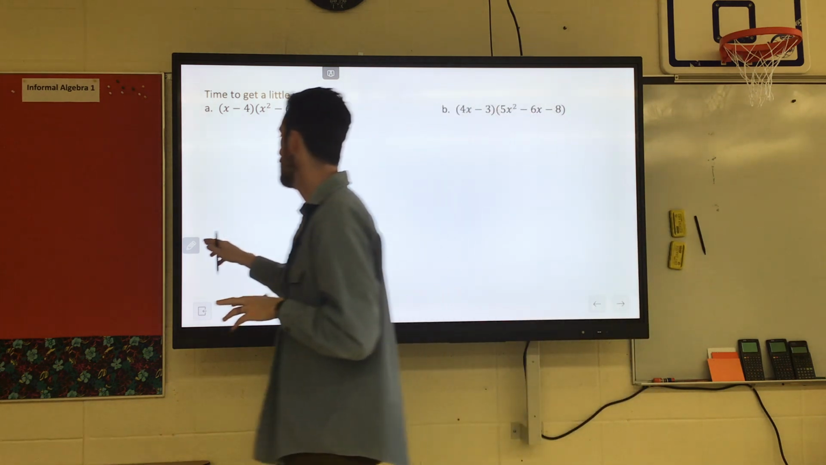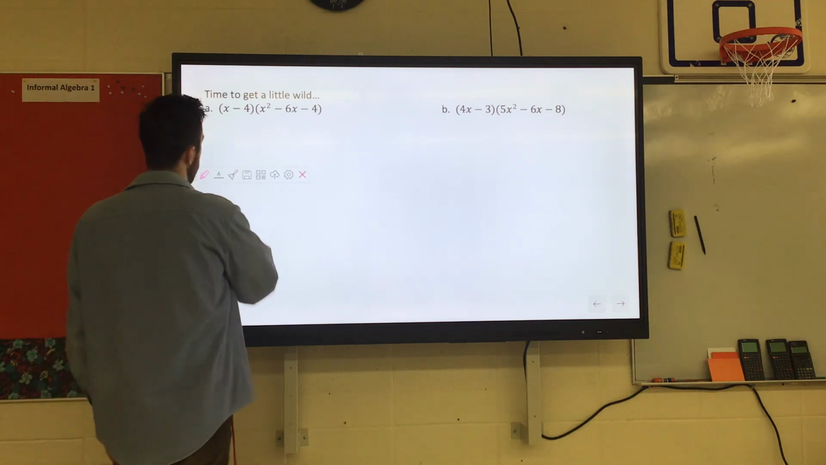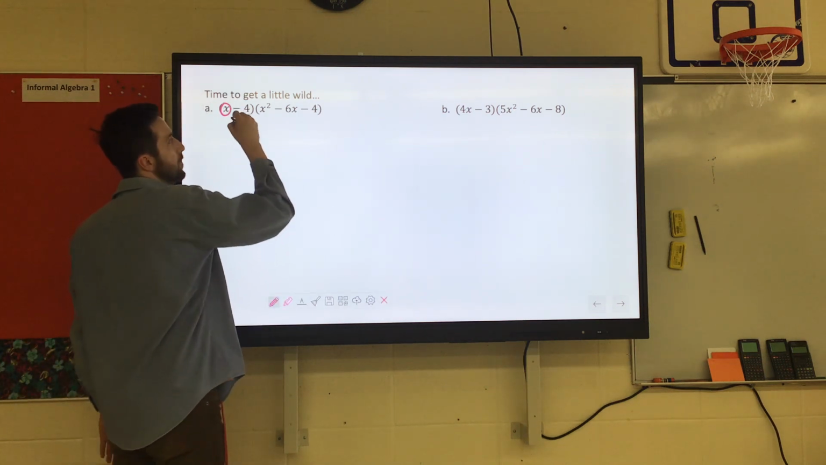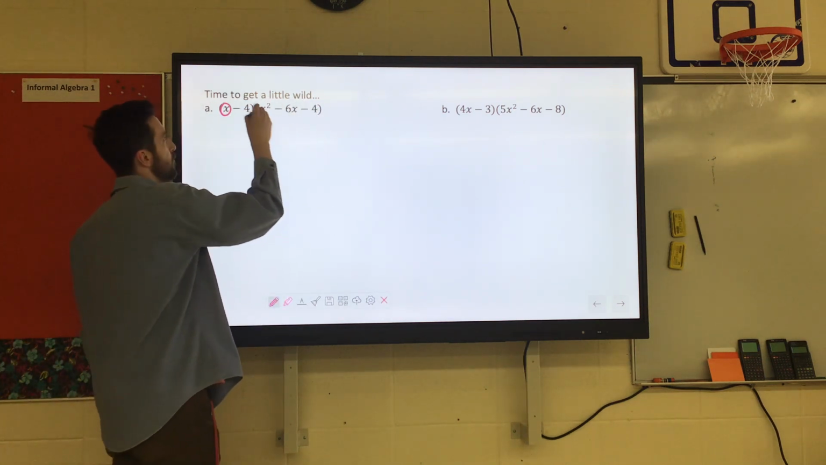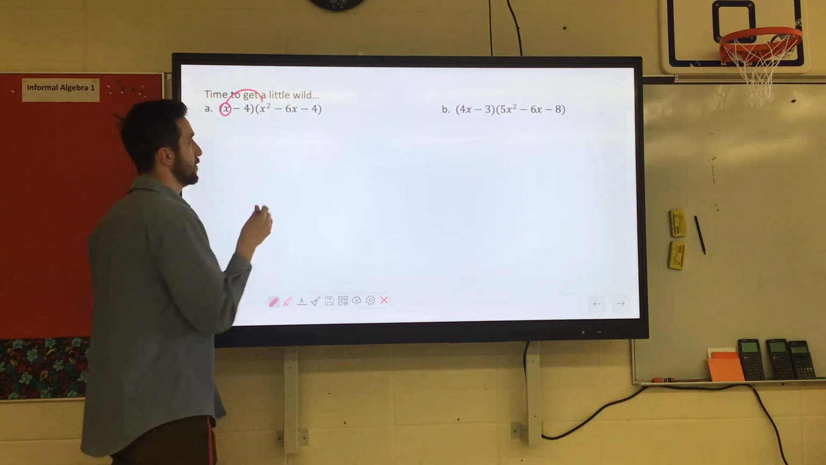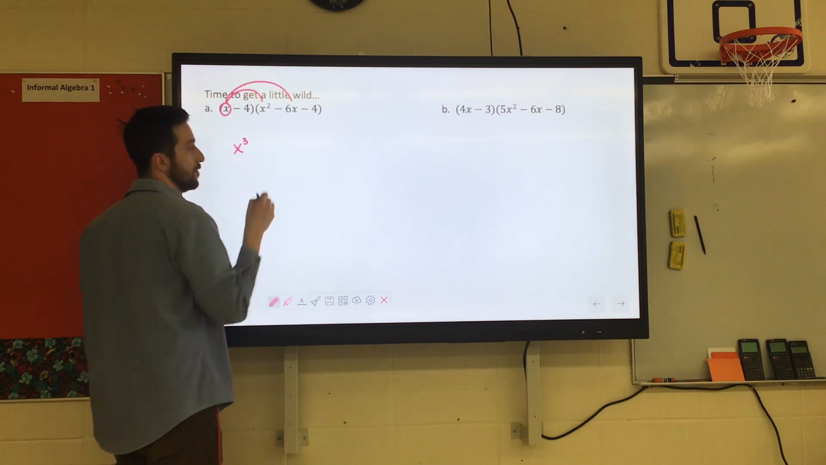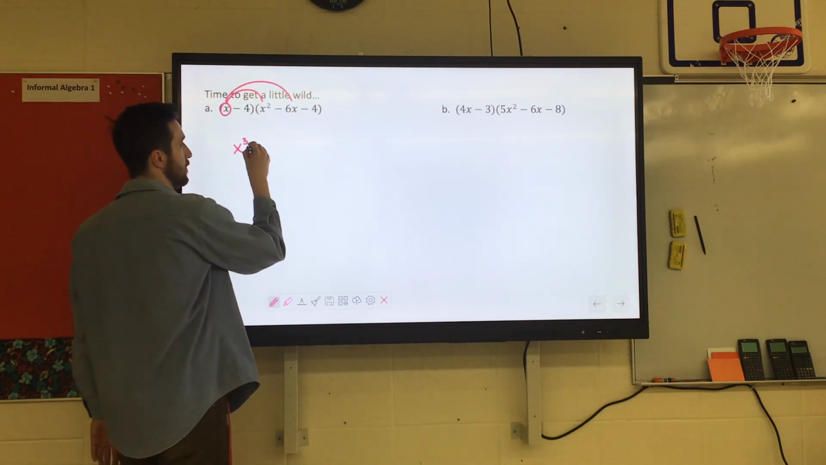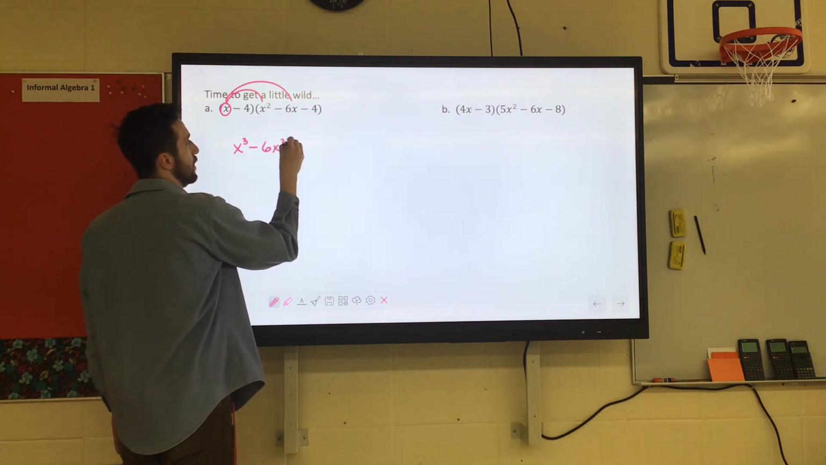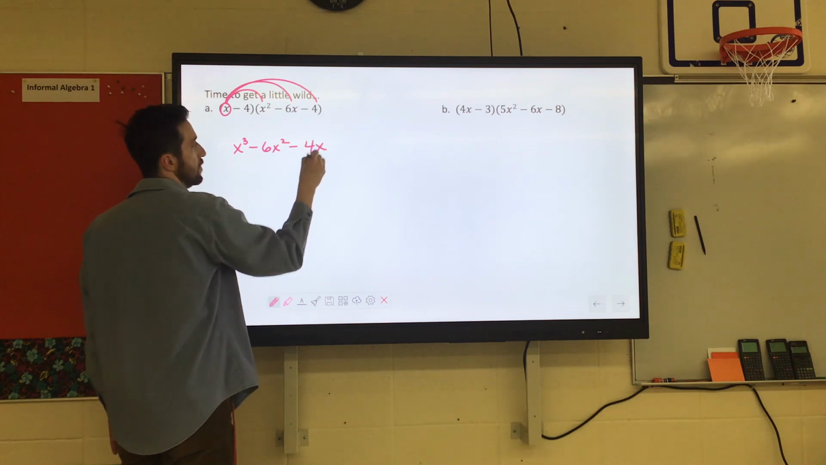So if we're doing A here, we're going to multiply the x times each of these 3 terms in the other parentheses. X times x squared is x to the 3rd. X times negative 6x is negative 6x squared. And x times negative 4 is negative 4x.